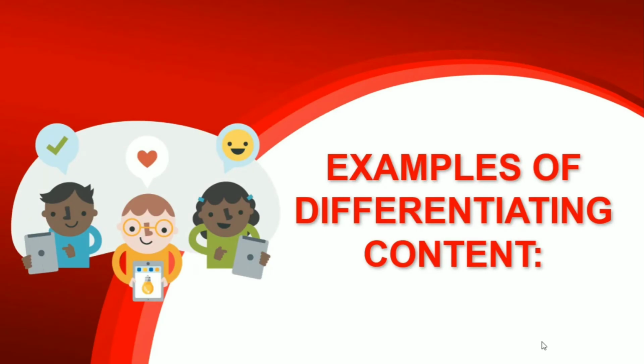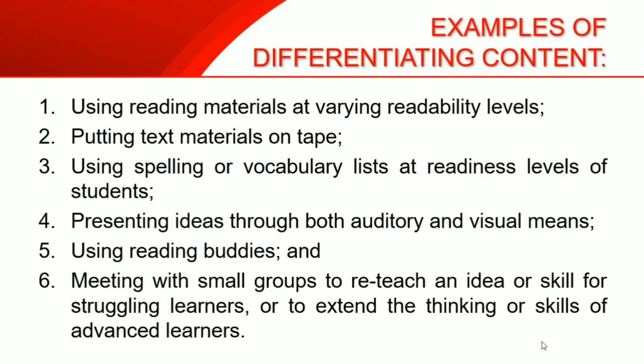Now let me give you examples of activities under each element of differentiated instruction. We are going to start with examples of differentiating content. Number 1, using reading materials at varying readability levels. Number 2, putting text materials on tape. Number 3, using spelling or vocabulary lists at readiness levels of students. Number 4, presenting ideas through both auditory and visual means. Number 5, using reading buddies.